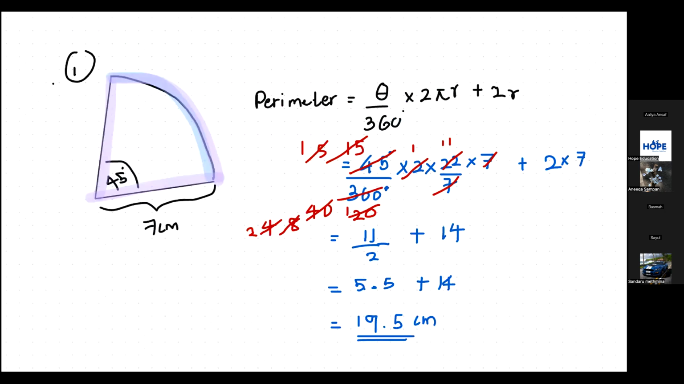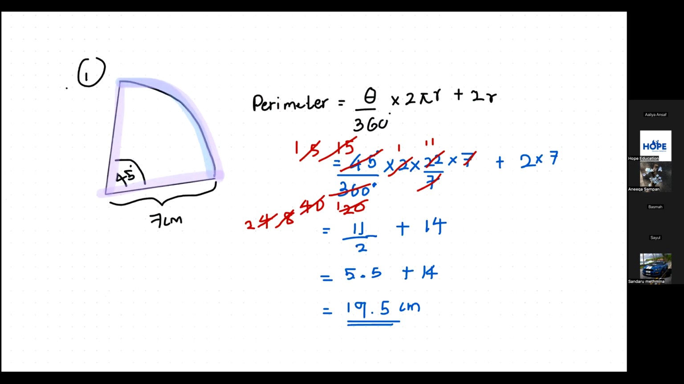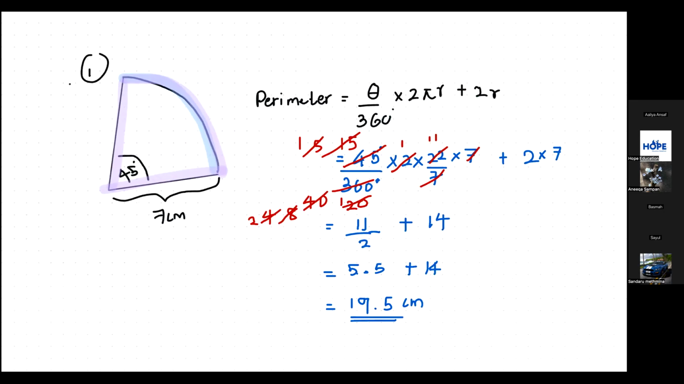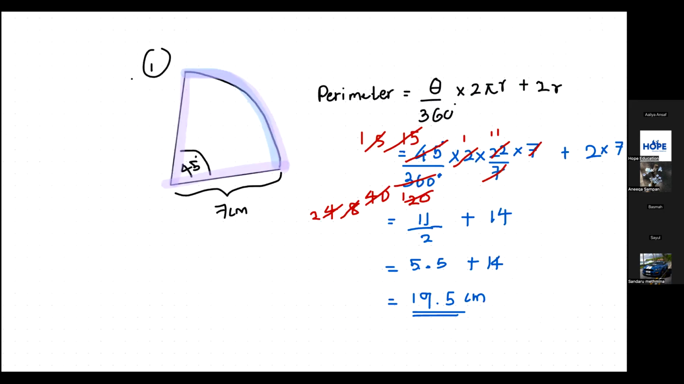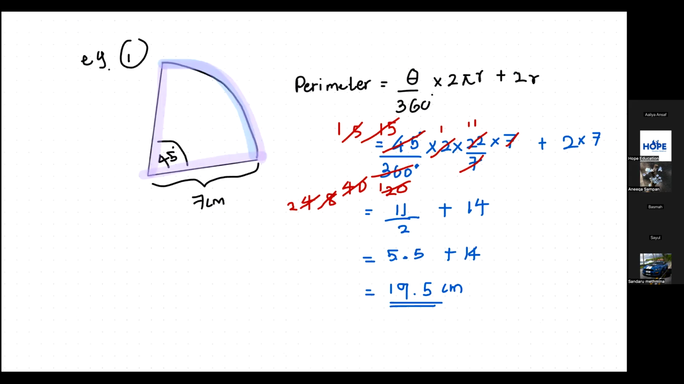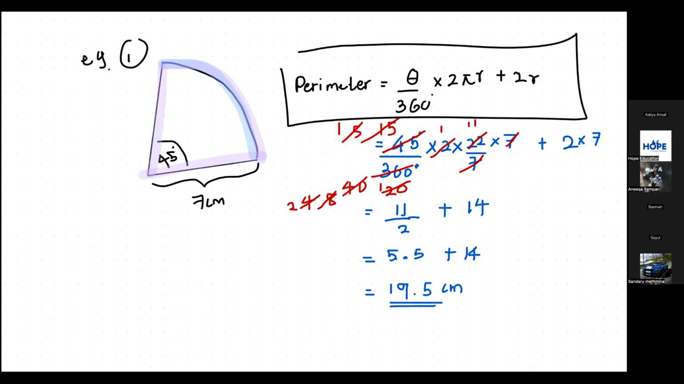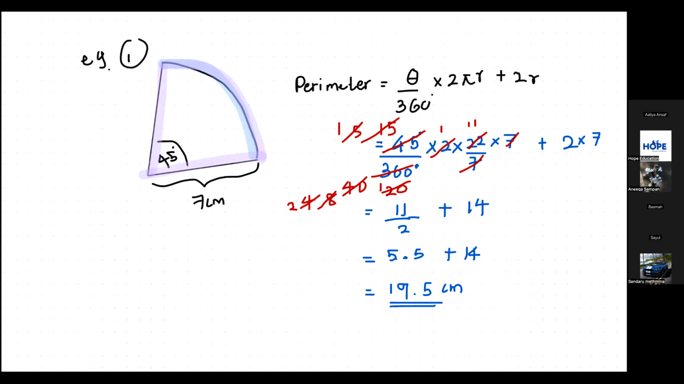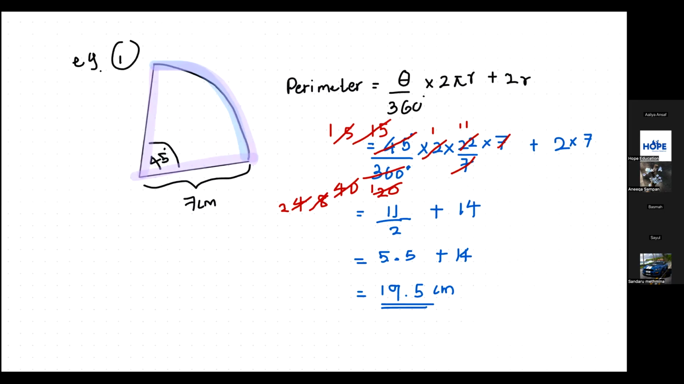Put Example 1 and try to write this down quickly. Put example 1 here. Example 1. And then you draw this sector, 45 degrees, 7 centimeters. Mark it like that. And for perimeter, always write the formula first. This is the formula. So first write the formula, then you substitute the values. Okay? All right, quickly write this down. I will give you a few minutes.